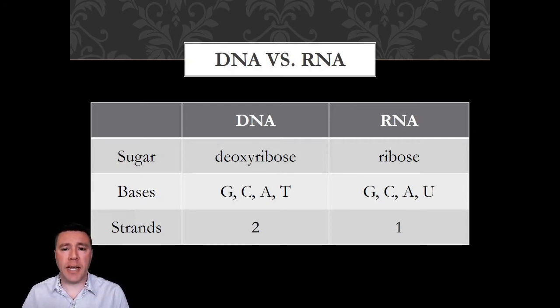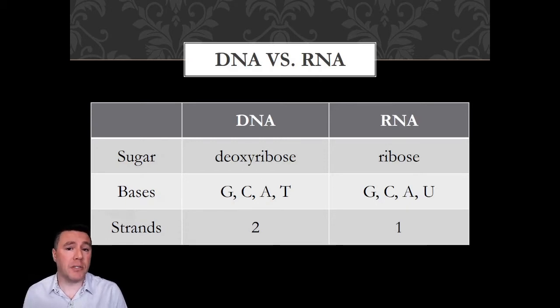So between DNA and RNA, both of those molecules have a sugar-phosphate backbone, alternating sugars and phosphates. But the difference between them is the sugar molecule itself. DNA contains a sugar called deoxyribose. RNA contains a sugar called ribose. The phosphates are the same. It's the sugars that are different in the backbone.